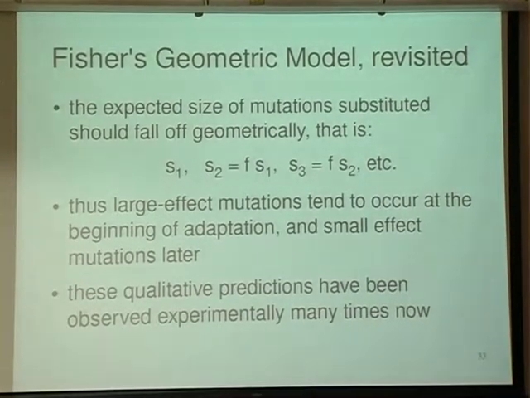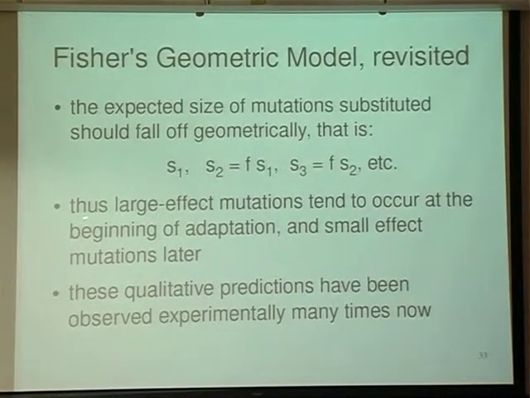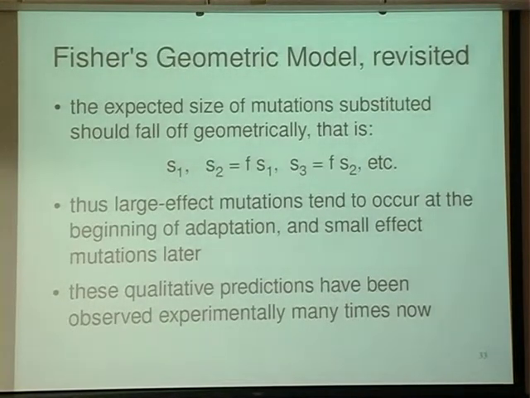He also showed, again under a set of assumptions, that if you expect the size of the first mutation to be S1, then the second step would be, say, 90% of S1 on average, and the third step would be 90% of 90% of S1. So your first step in adaptation will be the biggest, and then the sizes will drop off. And that's actually been seen in many experimental evolution studies now.